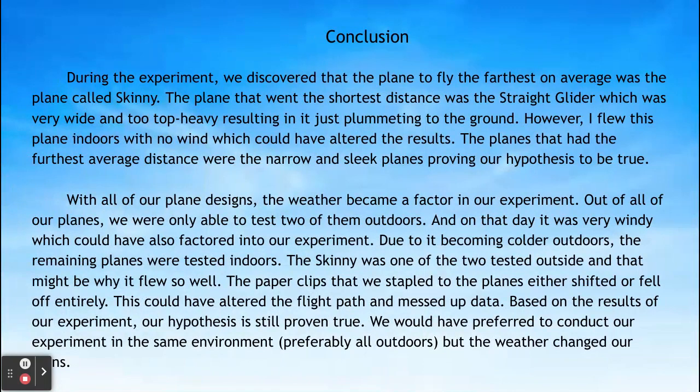Conclusion. During the experiment, we discovered that the plane that went the farthest on average was the plane called Skinny. The plane that went the shortest distance was called the straight glider, which was very wide and too top-heavy, resulting in it plummeting to the ground. However, Alex flew this indoors with no wind, which could have altered the results. The planes that had the furthest average distance were the narrow and sleek planes, proving our hypothesis to be true.